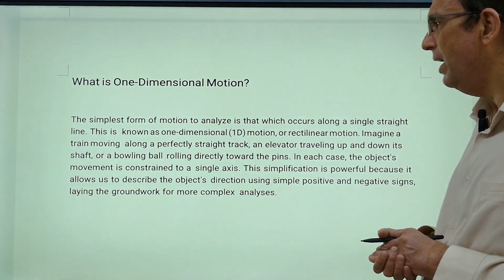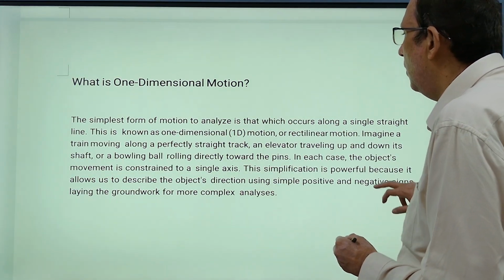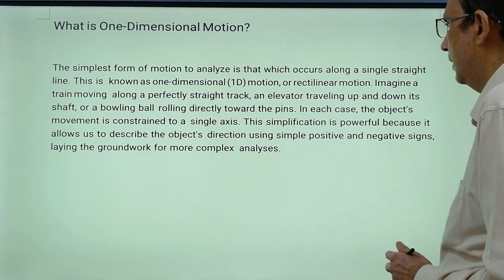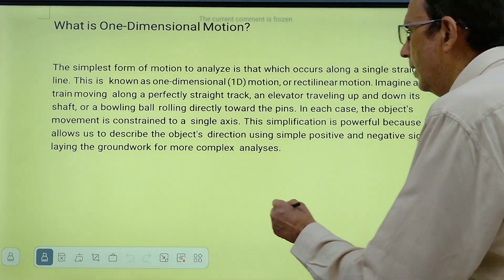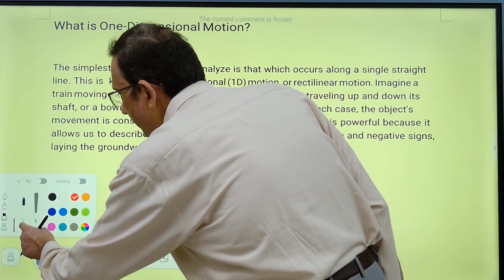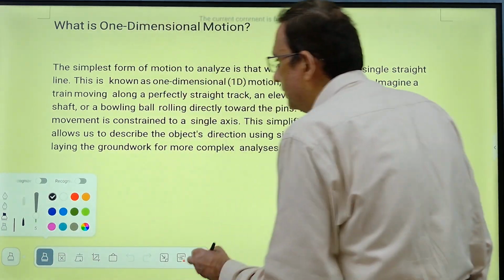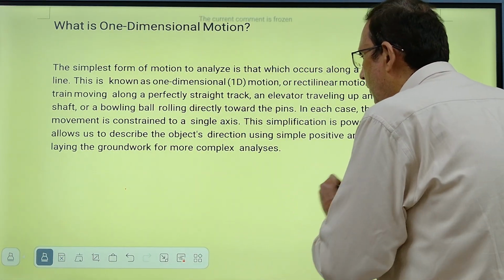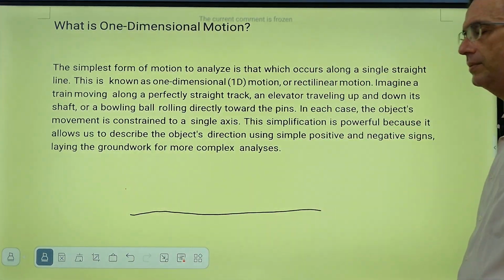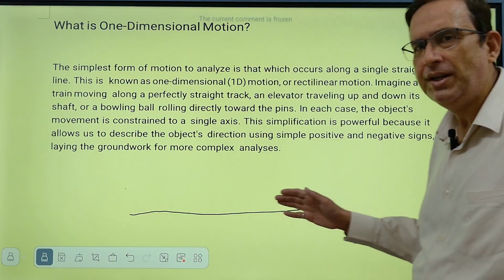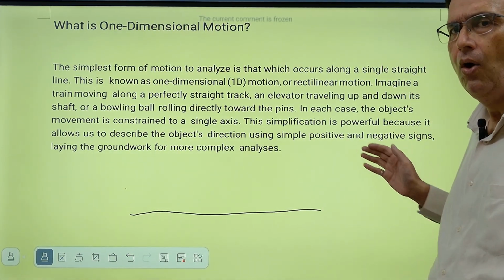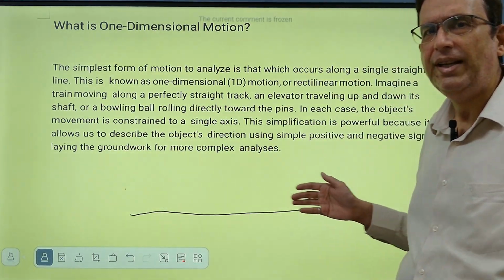So then let us start what we can do. So let us say an object is moving in a straight line. So we have a line here and an object is moving in that line. So it can either move in this direction, that is towards the left, or it can move towards the right. So it can move either way.